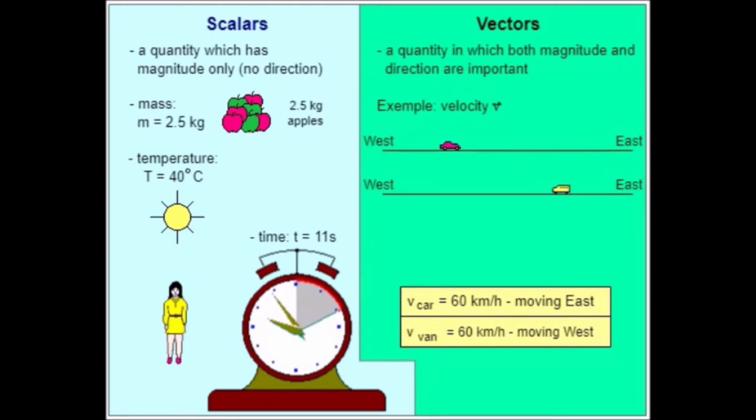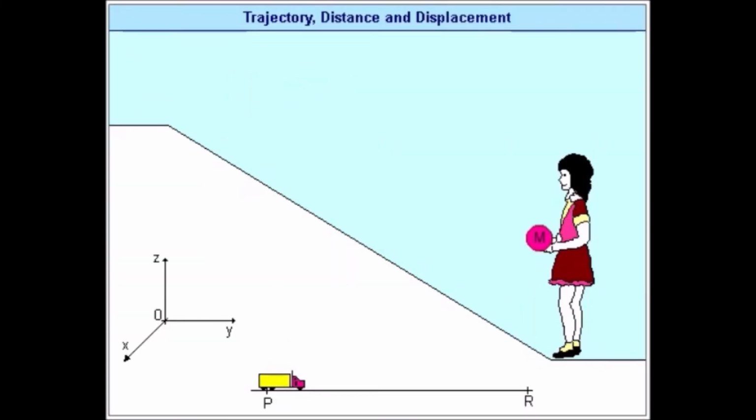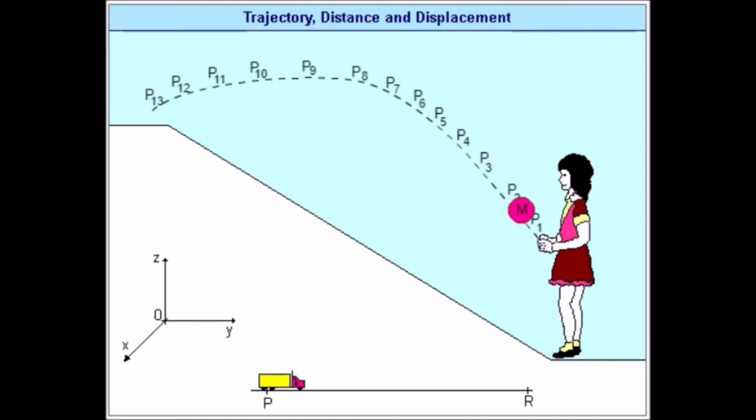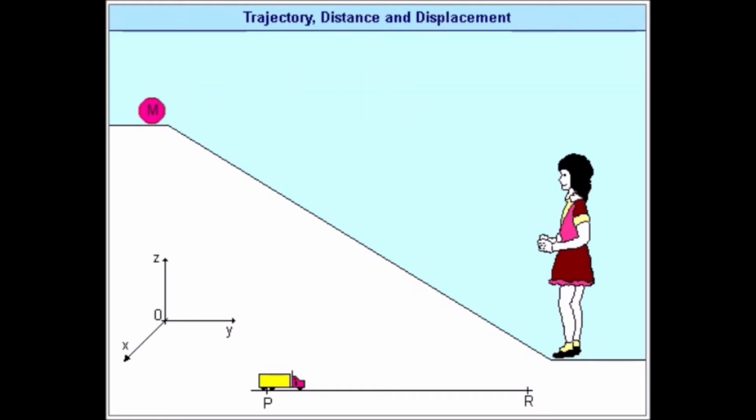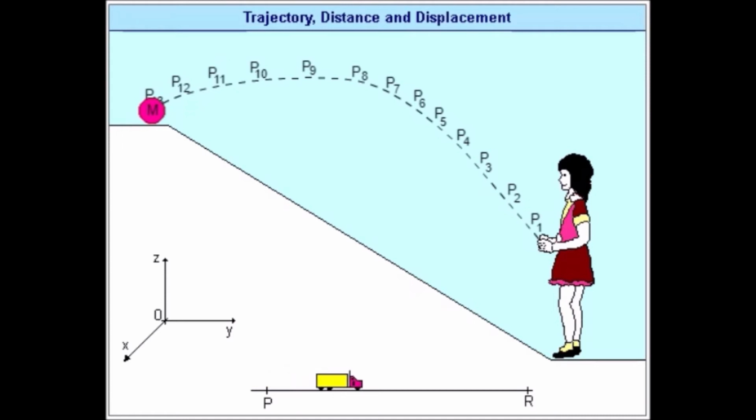Trajectory. The trajectory is the curve described by an object moving through space. When the trajectory is a straight line, we say that the object has a linear motion. When the trajectory is a curve, we say that the object has a curvilinear motion. In a circular motion, the trajectory is a circle.